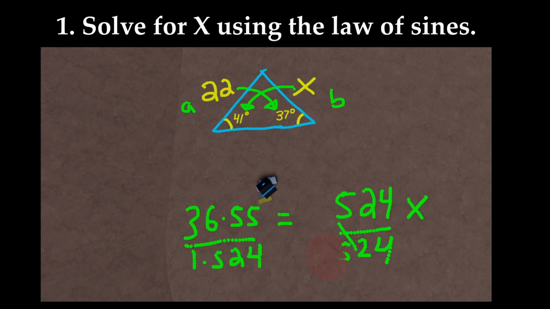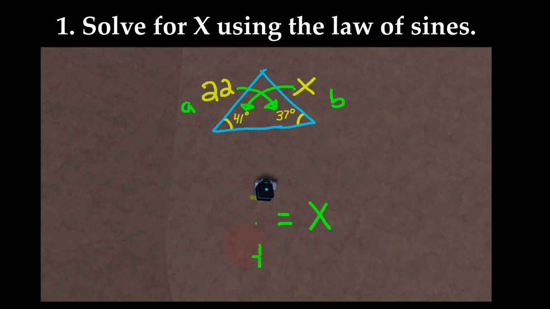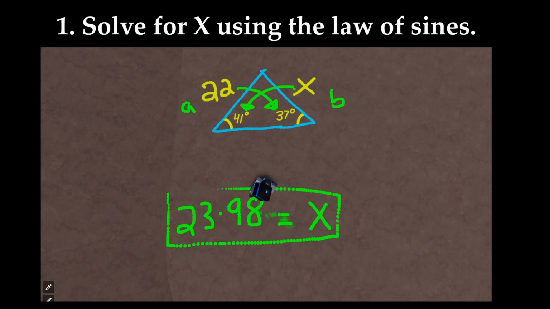Once you do all this math, just do 36.55 divided by 1.524 on a calculator. You should get that x is equal to 23.98. And that is your answer for x. Let's move on to the next problem.